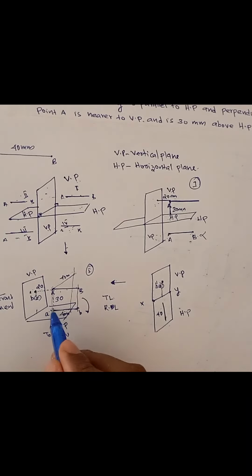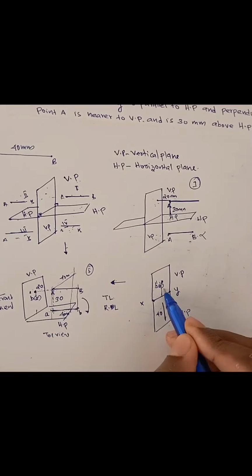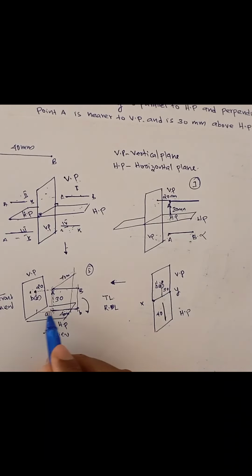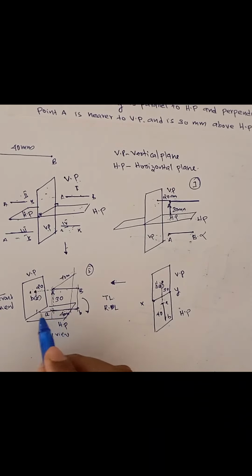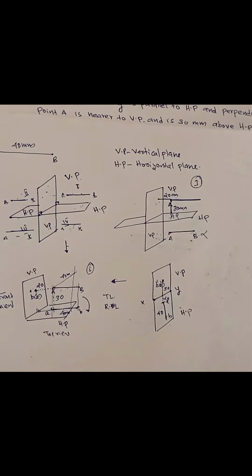This means how much distance the point A is above HP, that is 30. This will be 30. And what about this distance, from here to here? This is a, this is b. The point A is 20 mm in front of VP. That means this distance from here to here is 20 mm. Right? You got it?